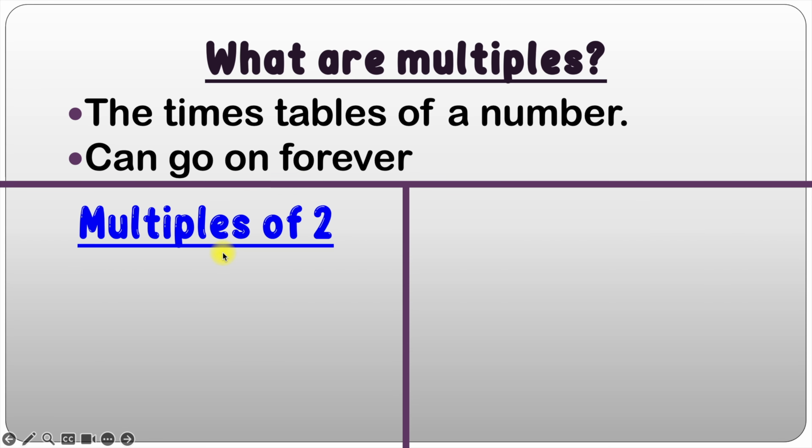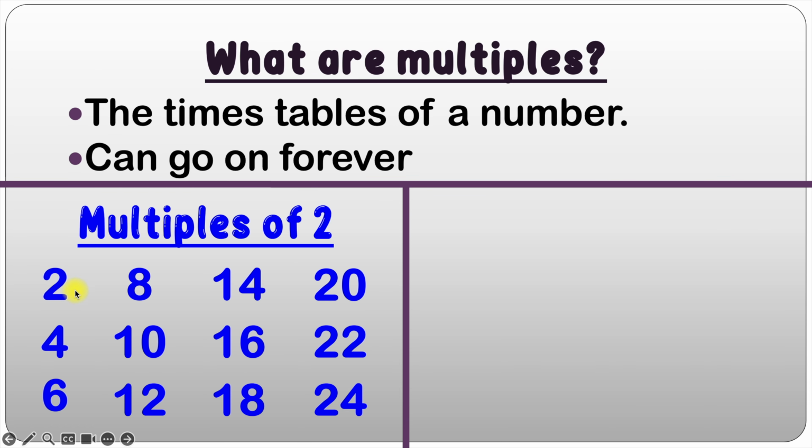So here's our next example. Let's say we're looking for the multiples of 2. That means you're just looking for the 2 times tables. You can also say it as counting by that number. So we could say we're counting by 2's to get the multiples of 2. If we do that, our multiples are 2, 4, 6, 8, 10, 12, 14, 16, 18, 20, 22, and 24. Those are the first 12 multiples of 2.